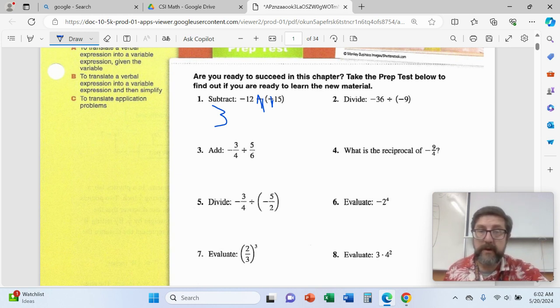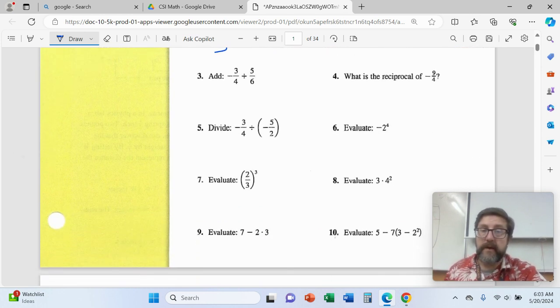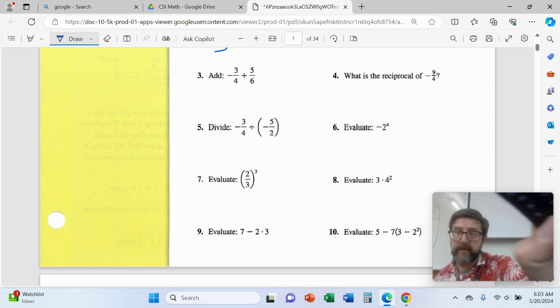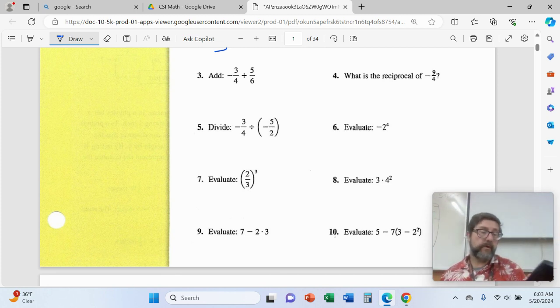Remember, when you're dividing the same sign by the same sign, it's a positive. Remember, on number 7, it says evaluate 2/3 to the third power. That's 2/3 times 2/3 times 2/3. But all you have to do is put 2, fraction button, 3, the caret button right here, the up arrow, and then you would put 3.